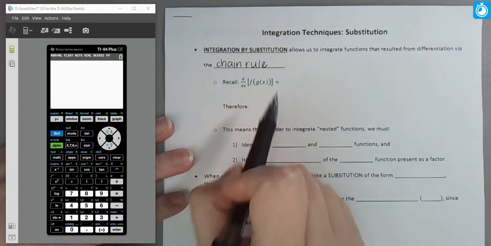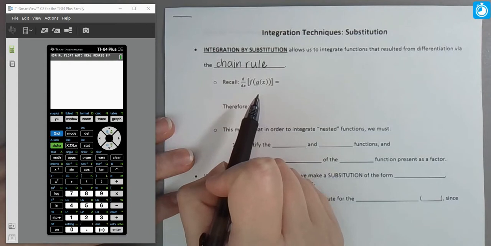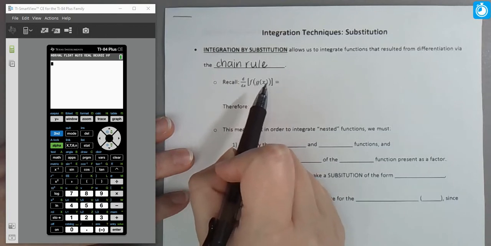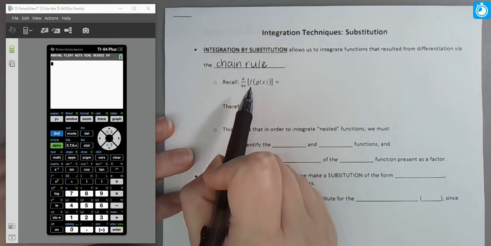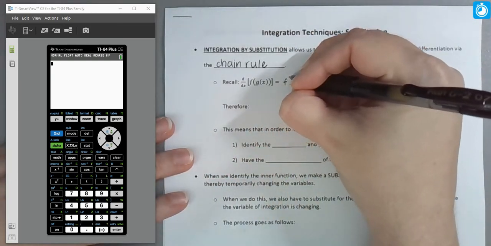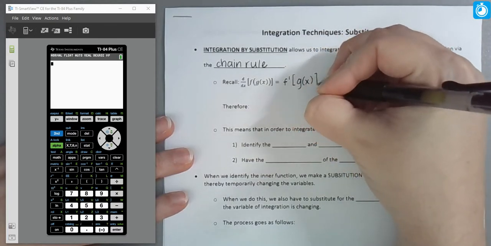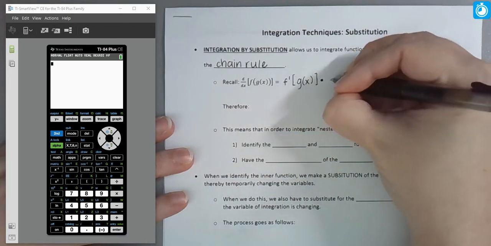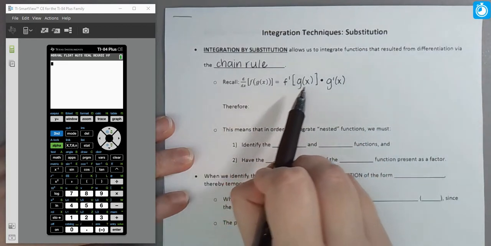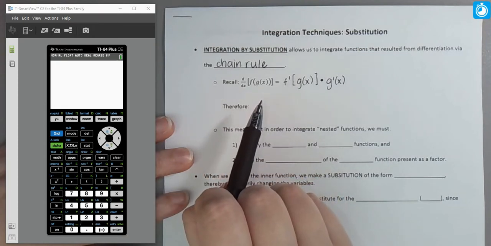So let's just recall what we know about the chain rule. If we were to differentiate with respect to x a nested function, more specifically a composed function, f of g of x, where g of x is our inner function and f is our outer function, then the derivative looks like the following. We'll have the derivative of the outer function, so f prime, with the inner function plugged in, and then we also multiply by the derivative of the inner function.